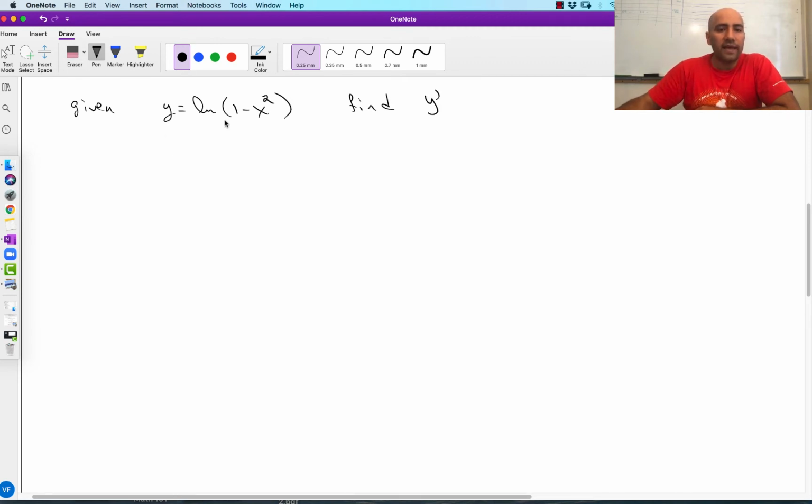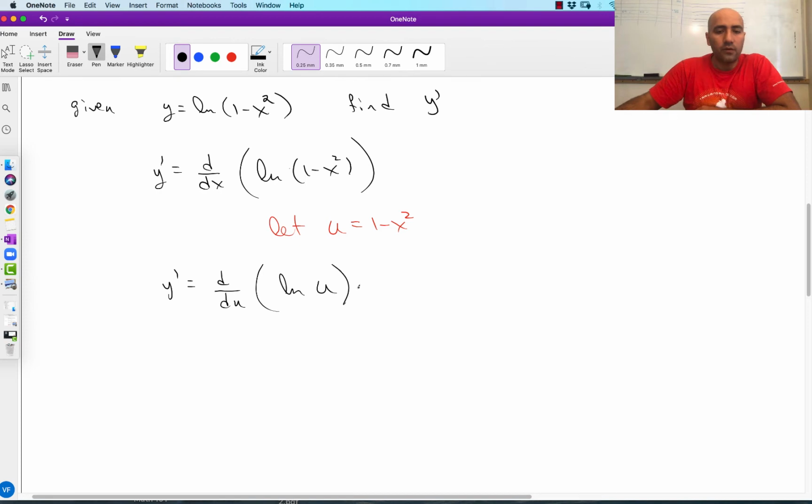Okay, given that y equals ln of 1 minus x to the second power, find y prime. Okay, so to start off with, y prime is going to be equal to the derivative with respect to x of ln of 1 minus x squared. So if we use our chain rule and we pretend this is a single variable like u, I'm going to let u equal 1 minus x squared, then y prime is equal to the derivative with respect to u of ln of u times the derivative with respect to x of the u.